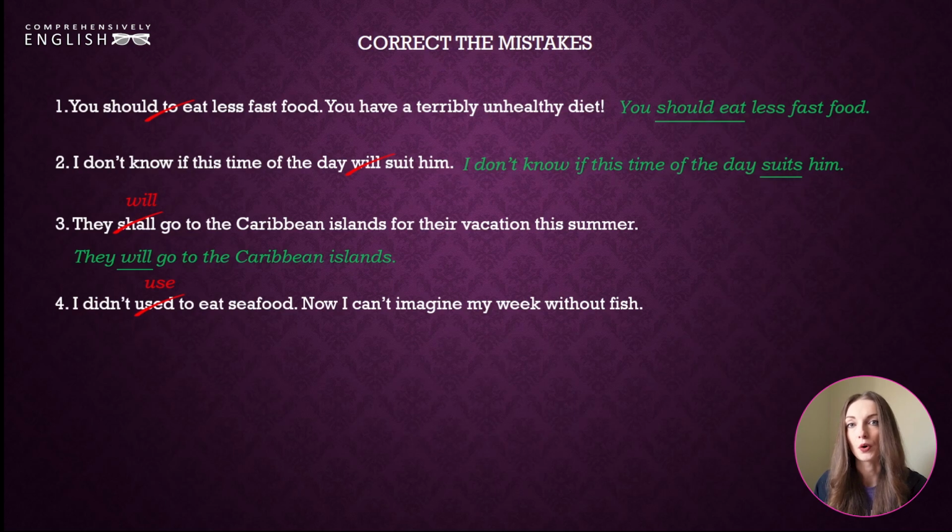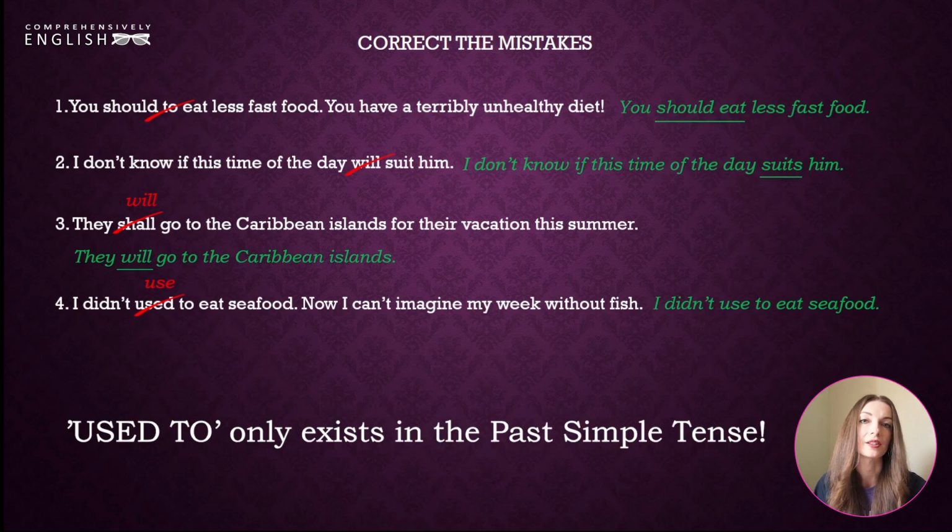Used to is a semi-modal verb, and I have recorded a separate lesson about the 4 semi-modal verbs of the English language. You can check that in the description below, or you can follow the link above. What we should say here is, I didn't used to eat seafood. Use functions as any other verb of the English language, which takes the ed ending in order to form the past simple tense. And this semi-modal used to only exists in the past simple tense.